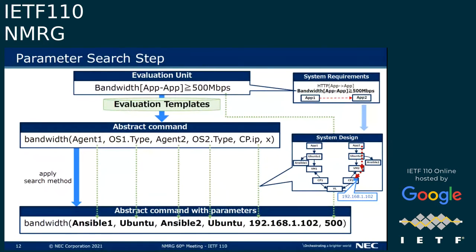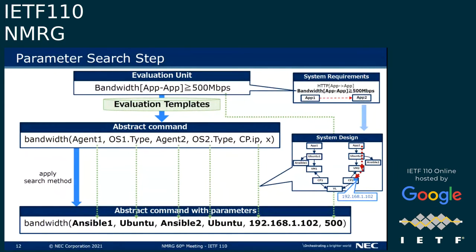Next, we'll explain the detail of the parameter search step. In this step, the method refers to the evaluation template corresponding to the evaluation unit. An evaluation template defines an abstract command and search method of its syntax parameters for each evaluation unit. For example, evaluation unit bandwidth up means a minimum requirement of communication bandwidth between two applications.